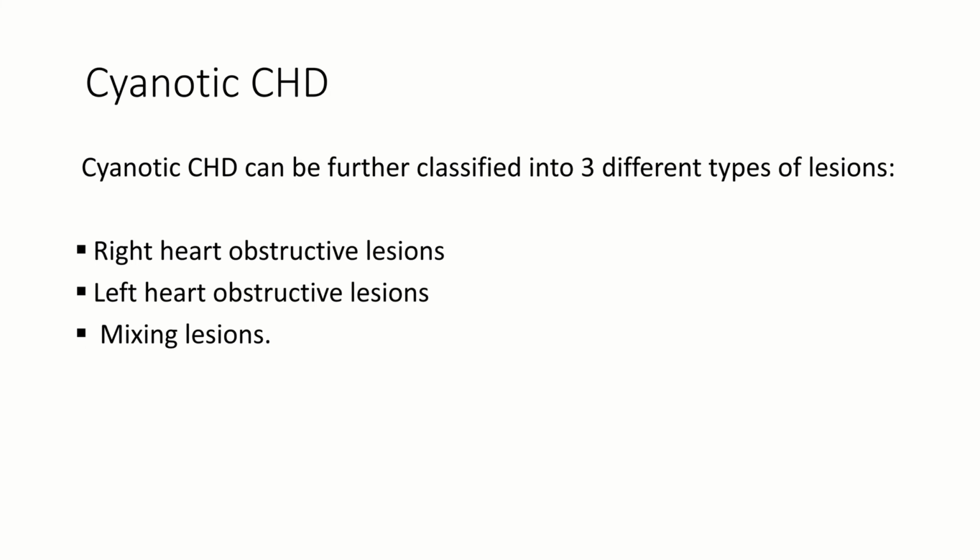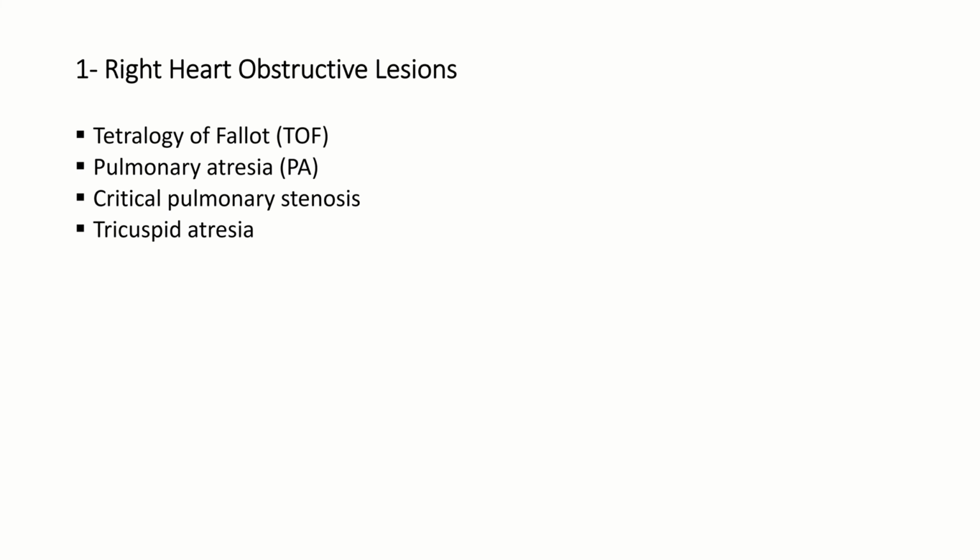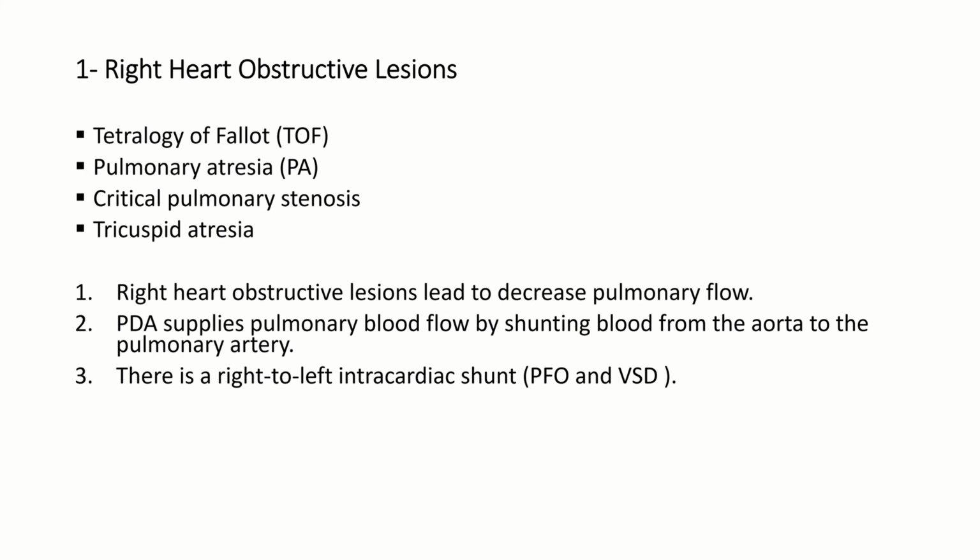We will start with the first one, the right heart obstructive lesions. The right heart obstructive lesions are actually a wide range. We start with tetralogy of Fallot at the first of the scale, to the extreme degree of tetralogy of Fallot at the end of the scale, pulmonary atresia and VSD, then critical pulmonary stenosis, and tricuspid atresia. All of them are right heart obstructive lesions. The pathophysiology of this group leads to decreased pulmonary blood flow because it's a right-sided obstructive lesion. Therefore, the PDA will supply the pulmonary blood flow. We call it duct-dependent pulmonary circulation.